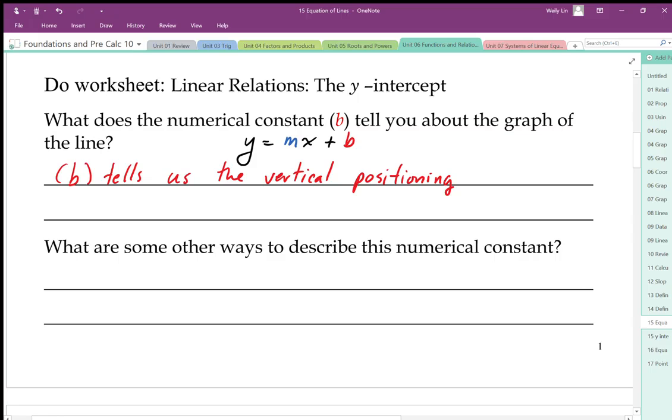Okay. And another way we can describe this numerical constant b is we can say that it's where the graph crosses the y-axis, which we're going to call the y-intercept. Okay, and we call this the y-intercept.